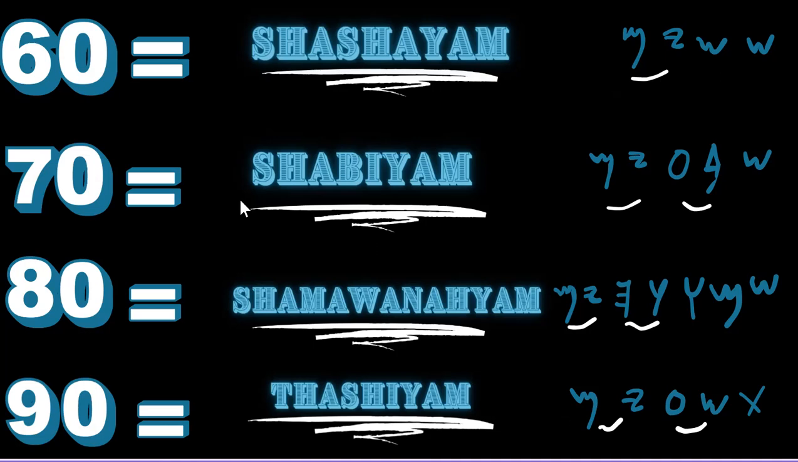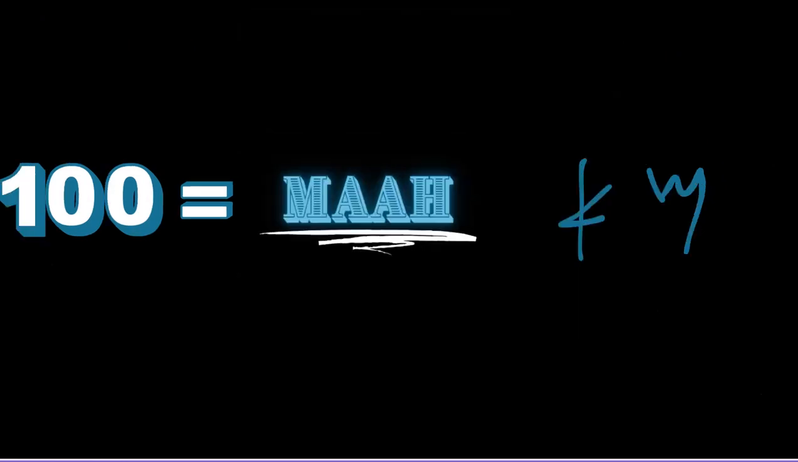So now I'll just read the numbers out. 80: 8 is Shamawana, and Shamawanayam makes 80. 9 is Tasha, and Tashayam makes 90. So now the last is 100, which is Ma'a. And that's how you say 100.